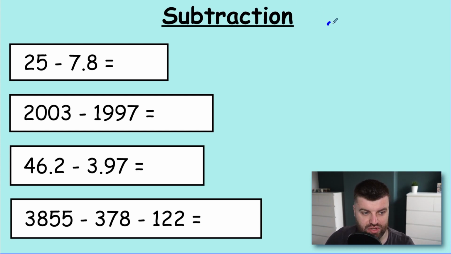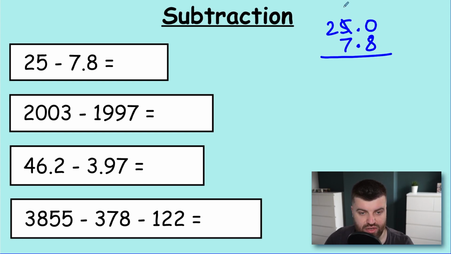Okay, let's look at the top one, 25. I'm going to put the 0.0 in straight away, take away 7.8. I like this technique. 0 take away 8 we cannot do, so we can just exchange over. 10 take away 8 is 2, put the decimal in. We can't do that, so we exchange. 14 take 7 is 7, and the 1 is left over. So the answer here is 17.2.